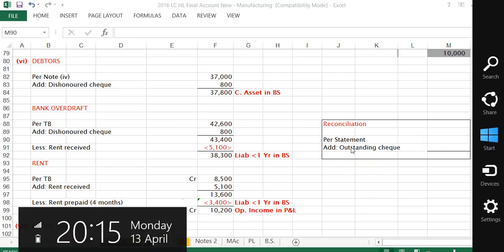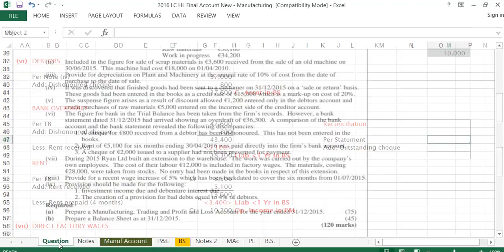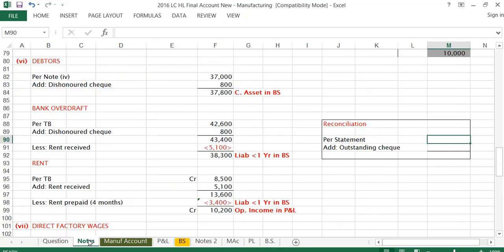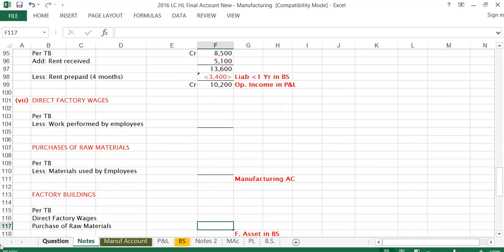To do that, we take the figure from the statement. So the figure from the statement is 36,300. But they are not aware of the outstanding check, which has not been cashed. So if I add that 2,000 on, it gives me 38,300, which is the same as our bank overdraft figure of 38,300. So now the bank is reconciled, and we're happy that 38,300 is the correct figure. Note 7.